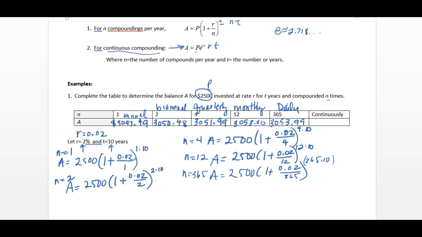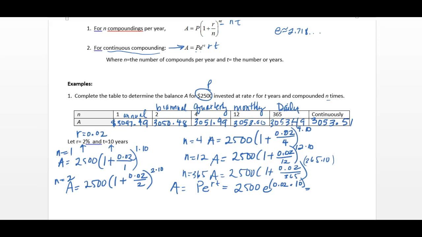So then what happens if we do it continuously? We have to use a different formula for this one. Remember, it's A equals PE to the RT. All right, my principal is still 2,500. E is a constant. Okay, calculator knows what E is. My rate is 0.02 times 10, which is my time. All right, when I put that in, I get 3,053.51.